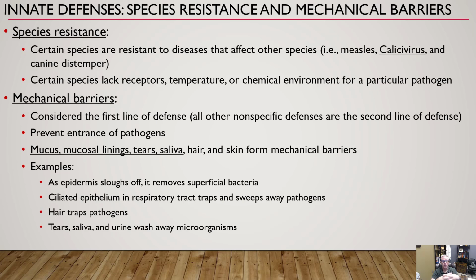Mechanical barriers. We consider mechanical barriers the first line of defense for the innate defenses. So whenever we have any type of bacteria or virus, the mechanical barriers are the first line of defense. They are going to prevent the entrance of pathogens into our internal body. So think of your hair. Your hair forms a barrier. Your skin is forming a barrier to prevent pathogens from entering our body.